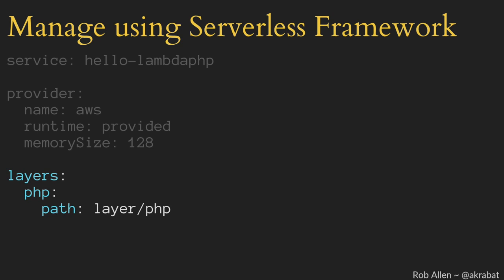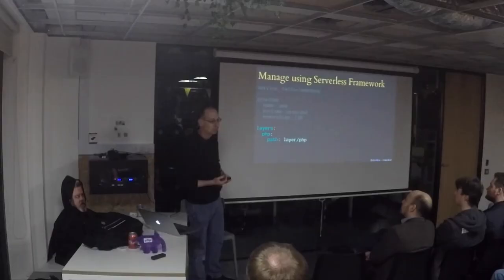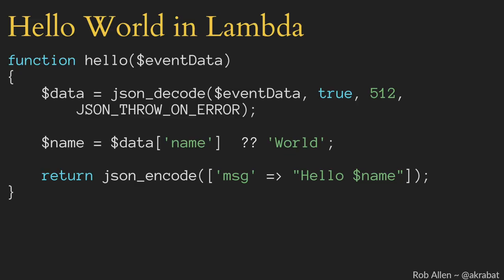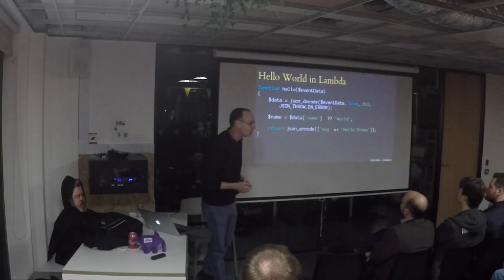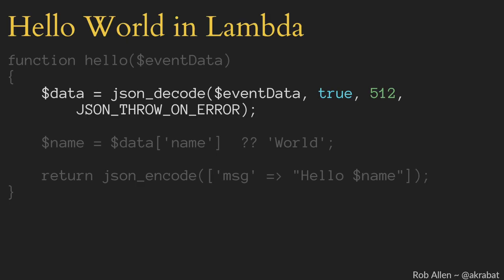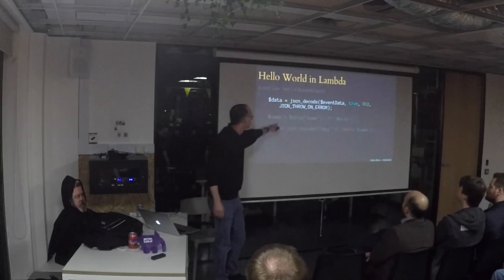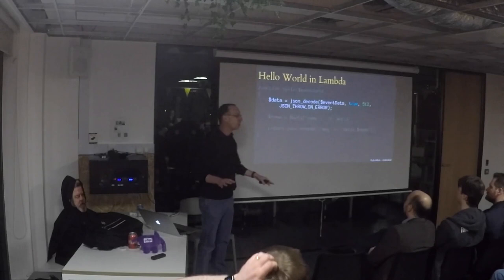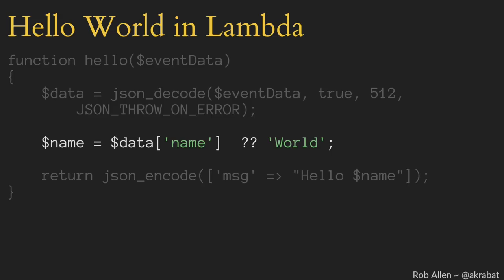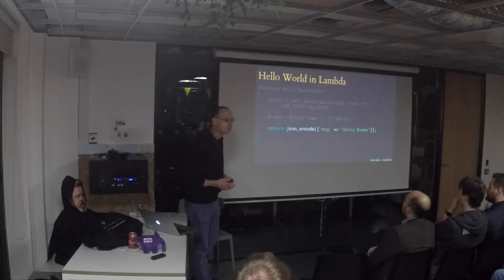And then you need to define your layer. We need a layer to have our PHP binary in it. So that's what that bit there defines. We write our function. This function should look remarkably familiar to the one I showed you before, because all these systems look roughly the same. We still have the entry point with some event data. We have to decode it ourselves this time. JSON throw an error. Best PHP 7.3 feature ever. I'm sure 7.3 does other stuff, but it's worth upgrading just for that. Do the actual business logic, whatever it might be, and then return the result. Exactly the same logic as before.